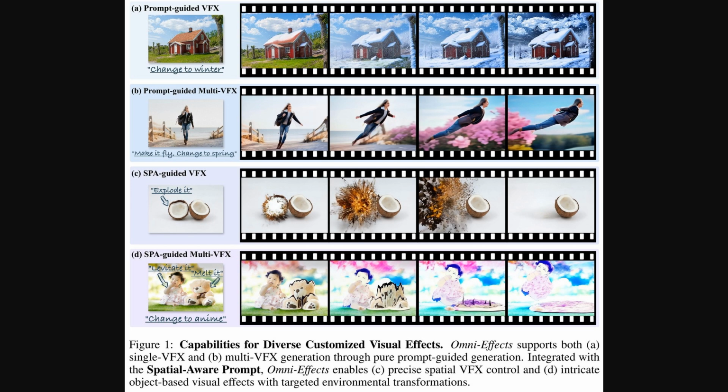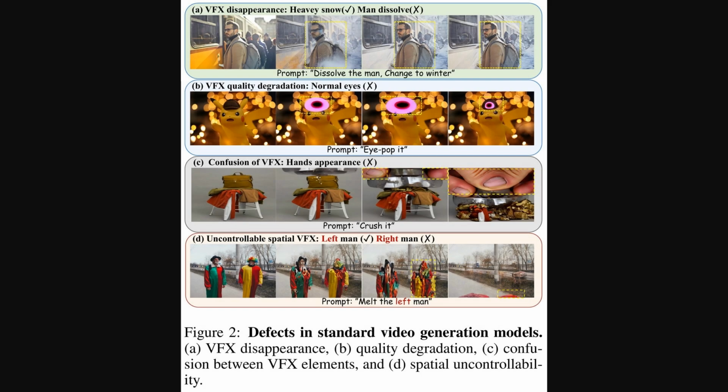Alright, so let's look at what this Omni-Effects framework can actually do. The figure here shows its capabilities, starting with basic prompt-guided effects, like changing a summer scene to winter. It can also handle multiple effects at once, for instance, making a person fly while the background changes to spring. But the real breakthrough is the spatial control. Using the Spatial-Aware Prompt, it can target an effect, like making a coconut explode. And most impressively, it can manage multiple, distinct effects on different objects simultaneously, like making one bear levitate while another one melts.